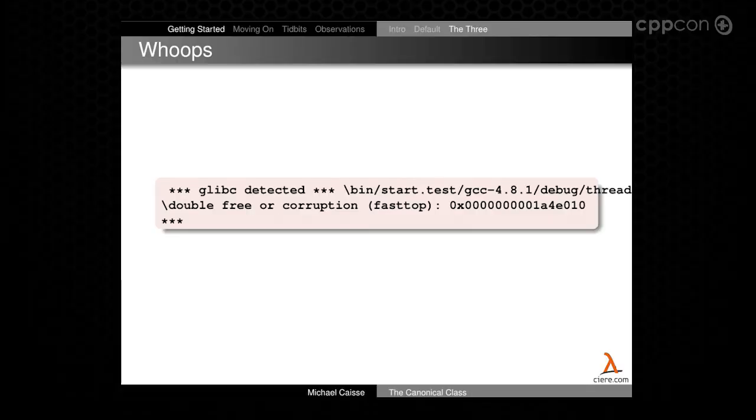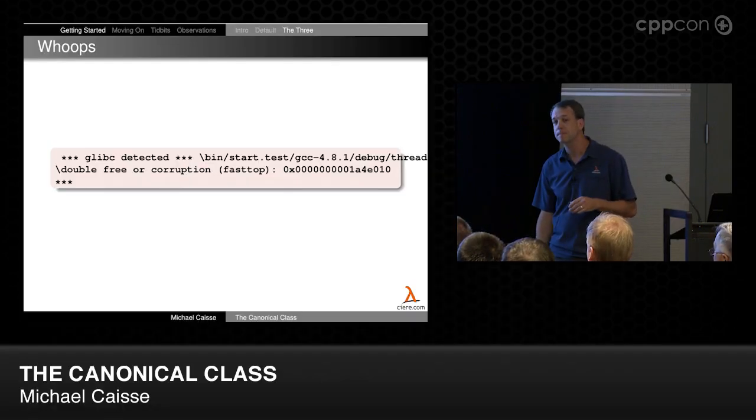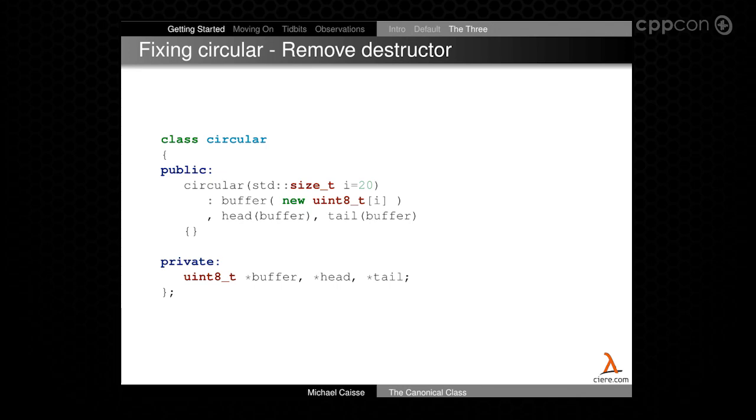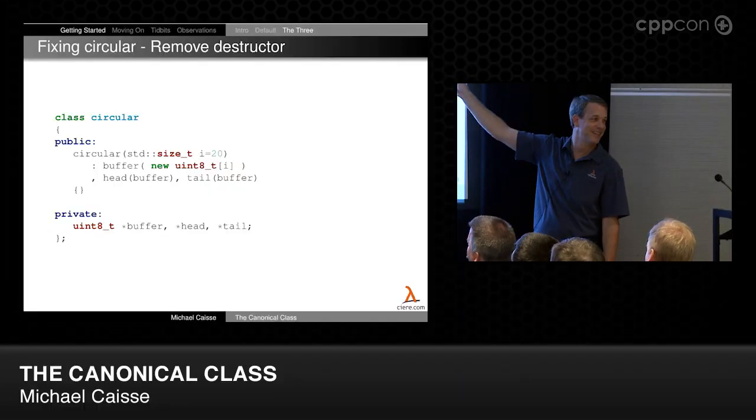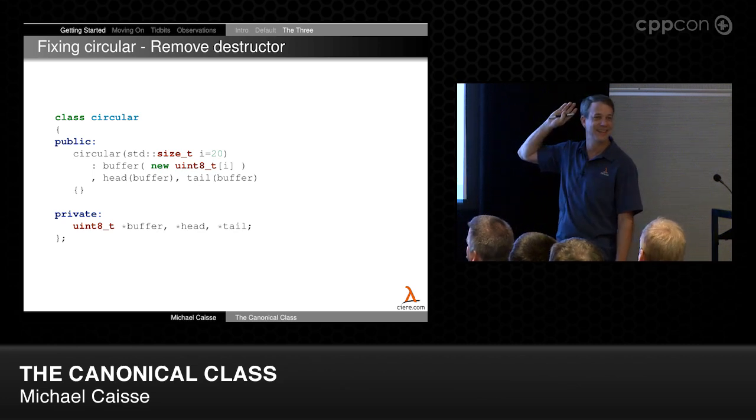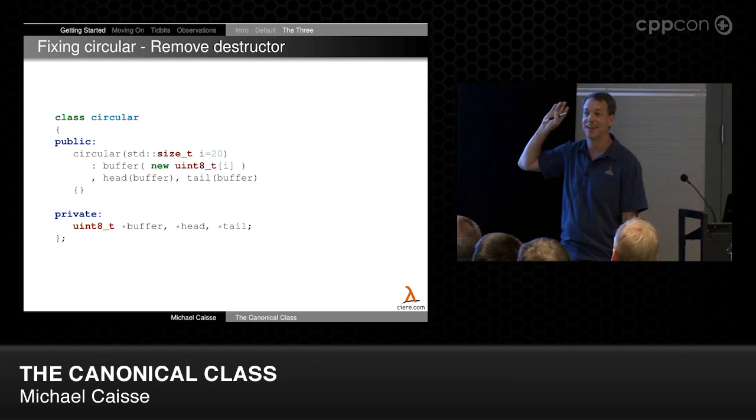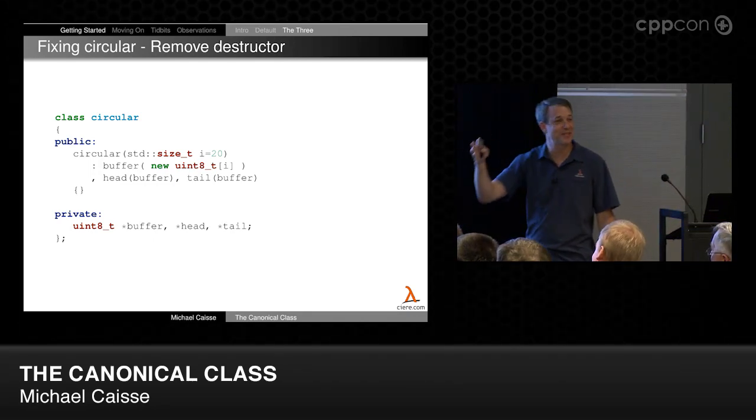And this is why we have those rules, is because this stuff makes us sad. If you're lucky, you get something that tells you that you had a double free. And then you go off and you try to figure out where it is, right? So let's talk about this. What could I do to fix it? Well, is it fixed? Okay, so the comment is, what is your definition of fixed?